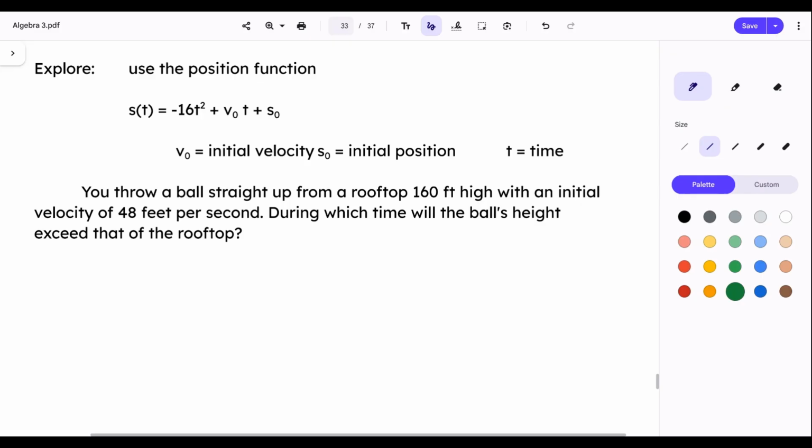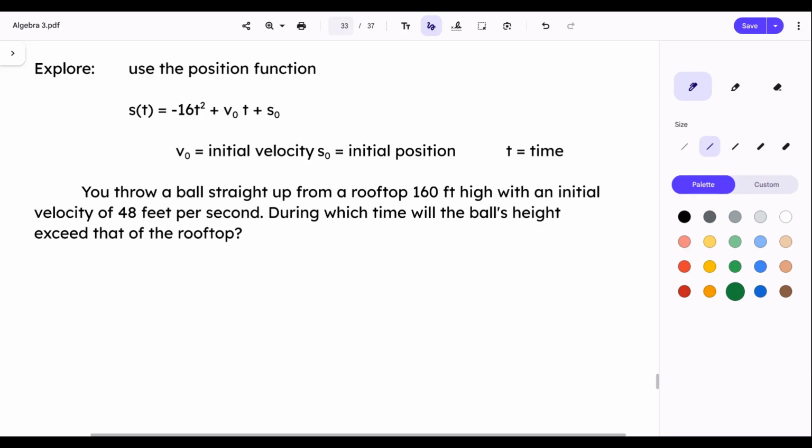This V sub O is talking about the initial velocity, and S sub O is talking about the initial position. T represents time. So this is saying you throw a ball straight up from a rooftop 160 feet high with an initial velocity of 48 feet per second, during which time will the ball's height exceed that of the rooftop.